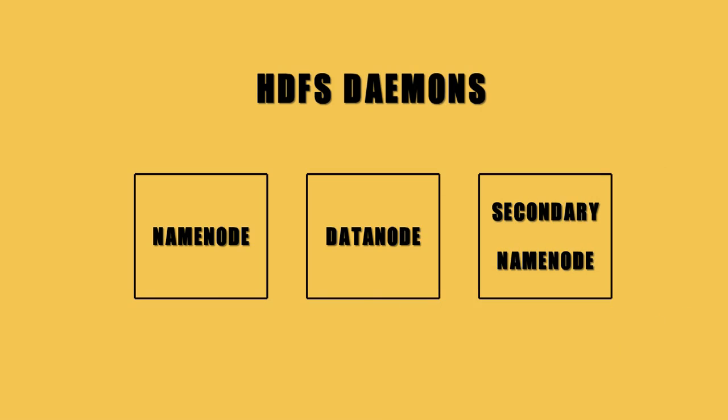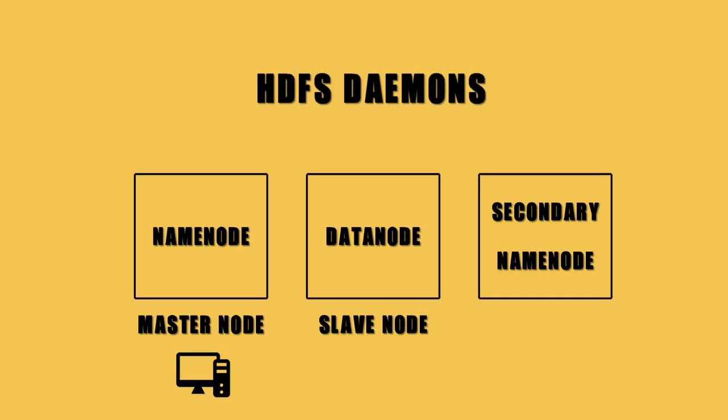The Hadoop distributed file system works on the principle of master-slave architecture. The NameNode is the master node and the DataNode is the slave node. Within the Hadoop distributed file system cluster, there is a single NameNode and multiple data nodes. Let us try to understand the functionality offered by each of these daemons.